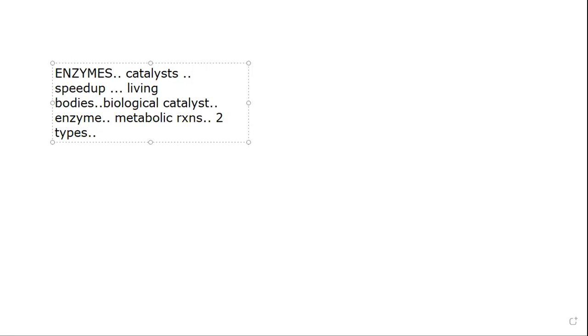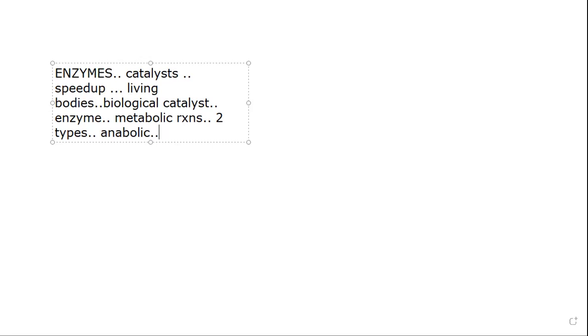We have the building up reactions, which are known as anabolic reactions. A very good example of building up reactions is photosynthesis. Photosynthesis is a building up reaction. The formation of glycogen from glucose in the liver of humans is a building up reaction. It is an anabolic reaction.